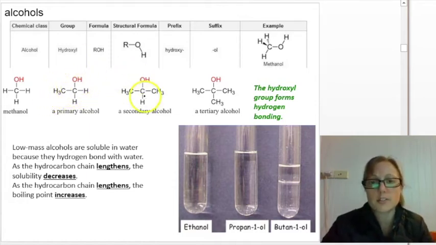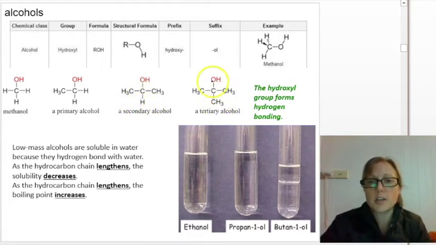If we move along to the secondary alcohol, we can see here that we have a 2-ol, so we've got propan-2-ol, and we know that it's 2 because that hydroxyl group is on the second carbon. And we know that it's secondary because if we take a look at the carbon that the hydroxyl group's attached to, we can see that it's got 2 carbon chains, so 1 either side, and only 1 hydrogen.